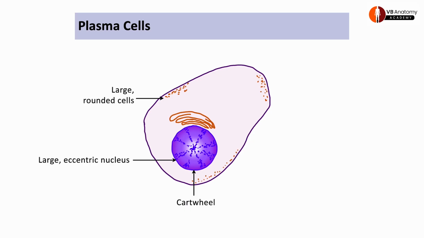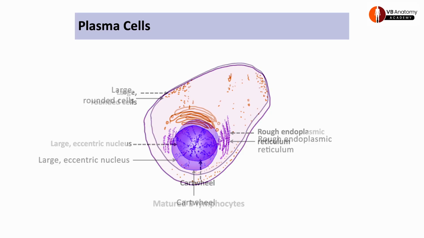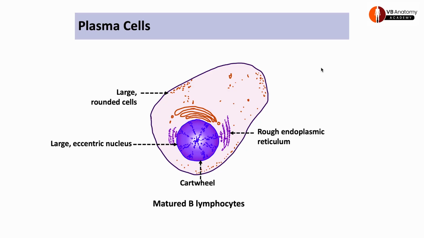Add the Golgi apparatus. Add the rough endoplasmic reticulum. Why do you need so much rough endoplasmic reticulum? To produce the antibodies for immune response of the body. Okay, and there you have your plasma cell. Label your plasma cell well. Cartwheel nucleus eccentrically placed, rough endoplasmic reticulum, basically a large rounded cell.